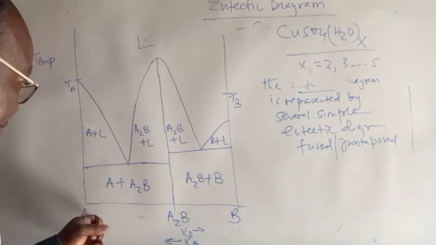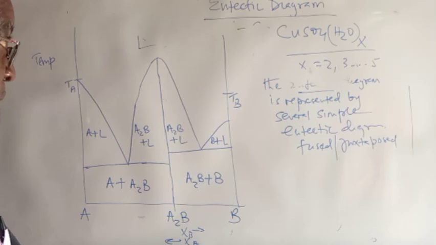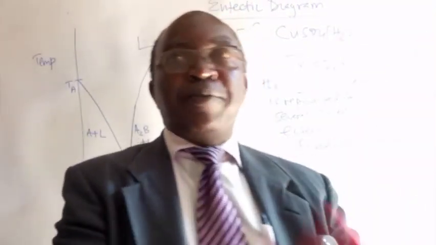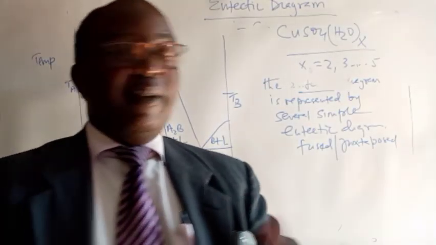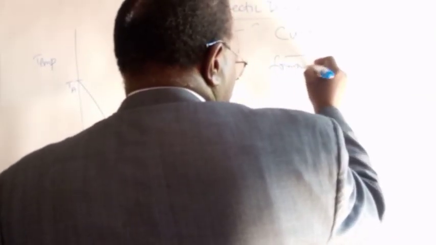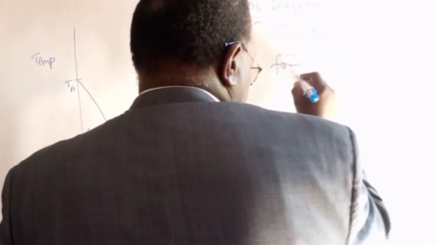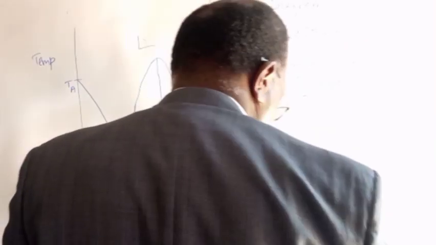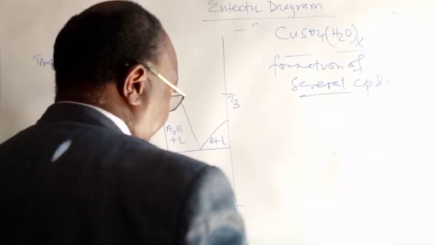And then we have A and we have B. Like I'm saying, if we have several compounds formed, then we will have several simple eutectic diagrams fused together. So in theory, if you have formation of several compounds, then you might expect a system where you have many compounds.